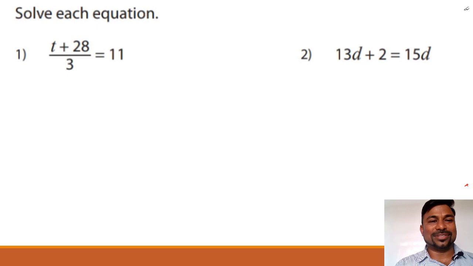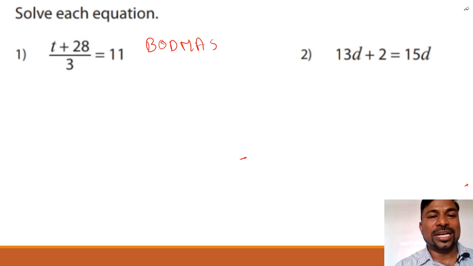Okay guys, back to the sum now. So this is the same sum that we have already completed. Let me recall it in a practical way. We are dealing with the BODMAS rule. Let us check, do we have brackets here? No, we don't have any brackets.